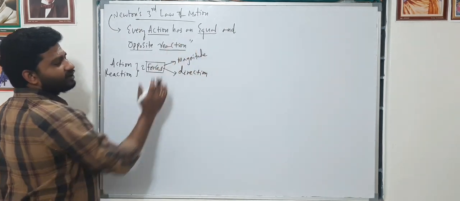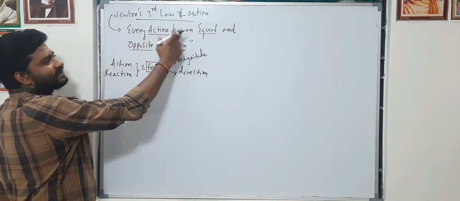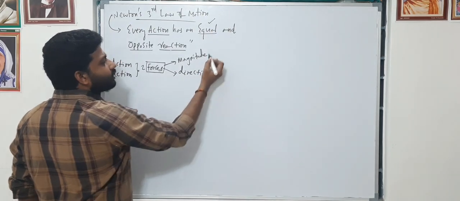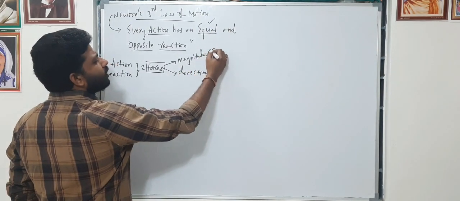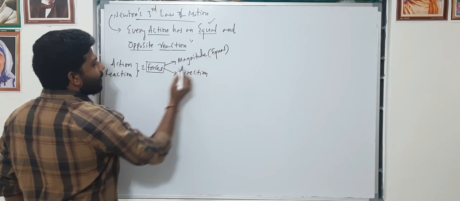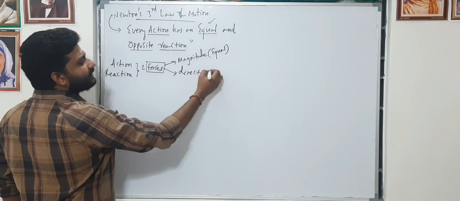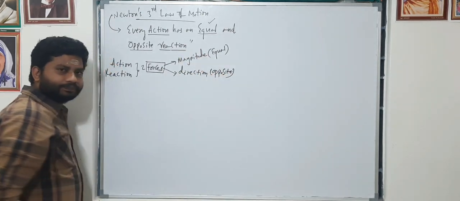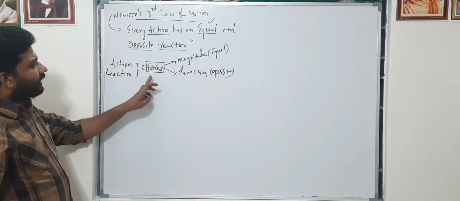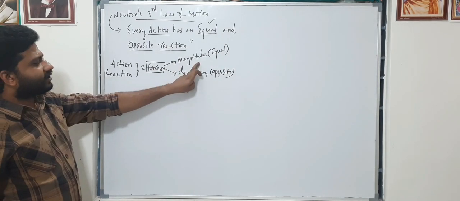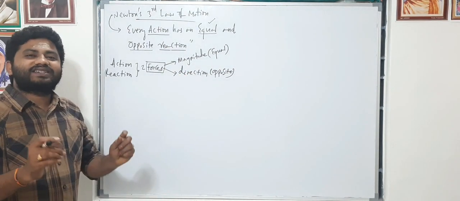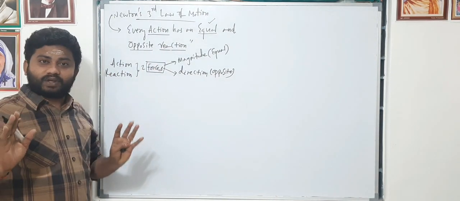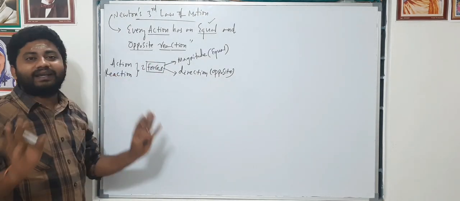So now come back to the statement. Every action has an equal and opposite reaction. So equal in terms of magnitude. So now these two forces, the magnitude is equal and the direction is opposite. I hope you got the point here. So action and reaction are two forces, and their magnitudes are the same and the direction is opposite. This is the simple concept of Newton's third law of motion and its introduction. I hope it's very clear till here.